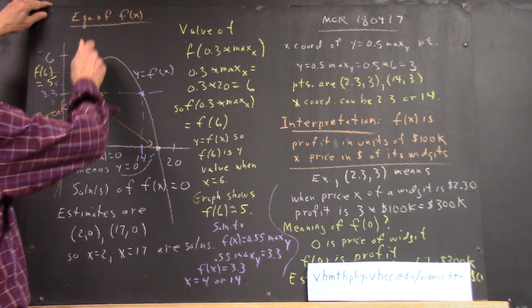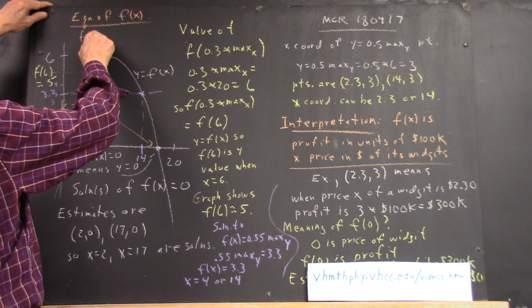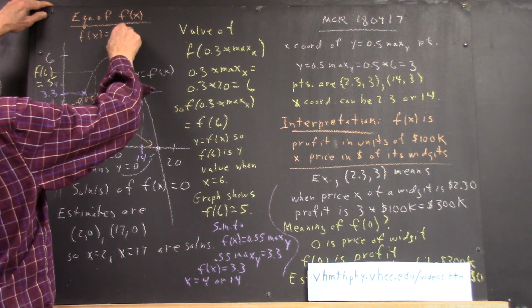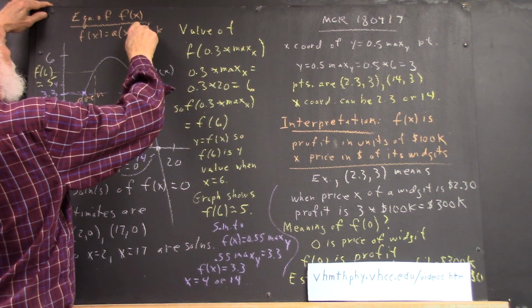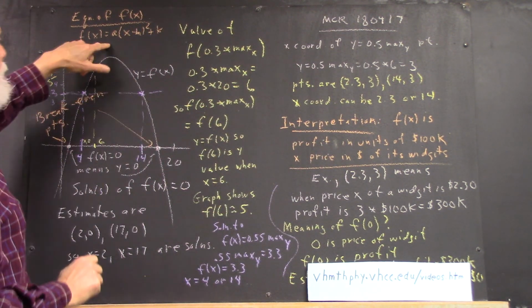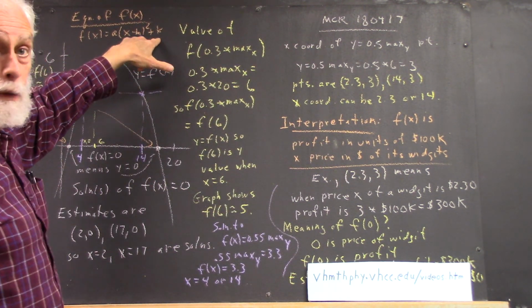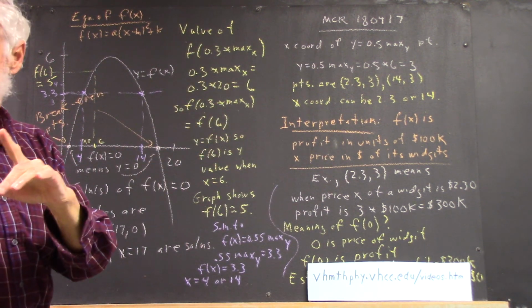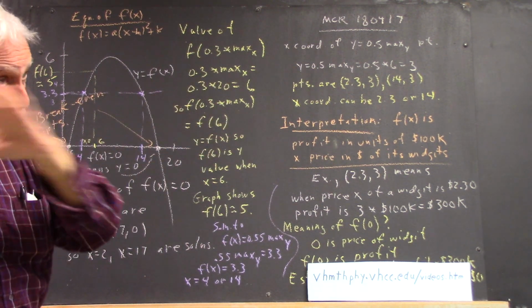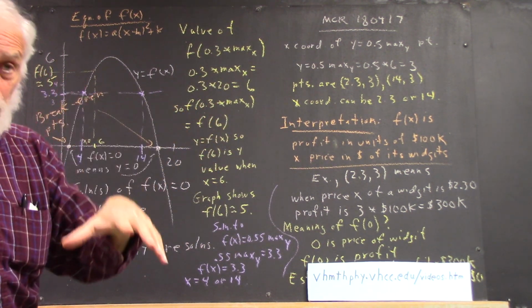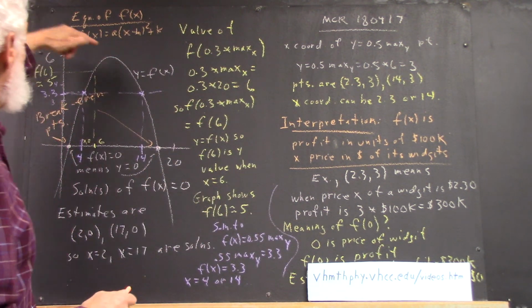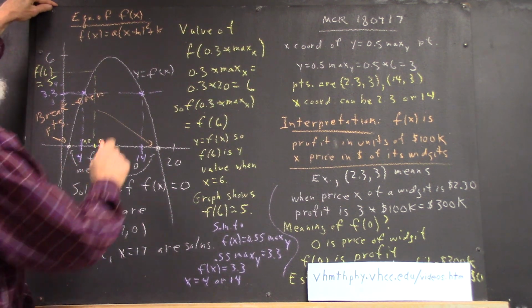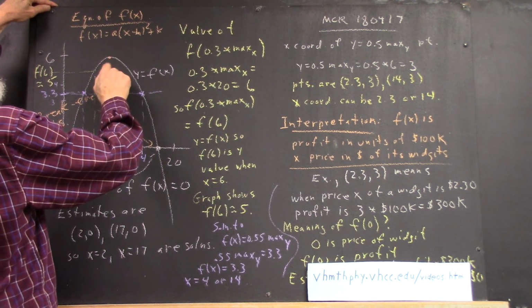So we can say f of x is a times (x minus h) squared plus k. We've already done this. Okay, so maybe you remember it, maybe you don't, but now that you're seeing it, you probably lock it in, okay? I hope. Okay?